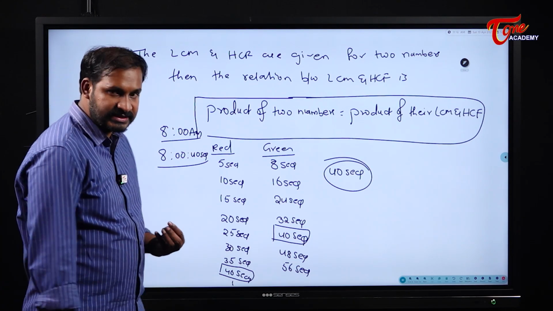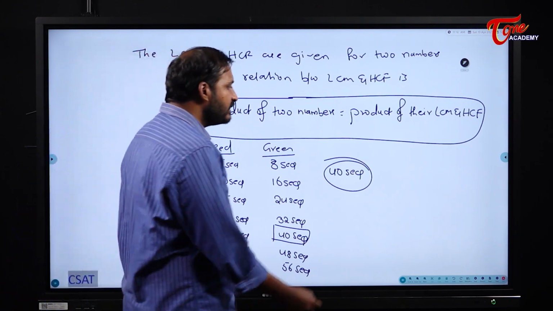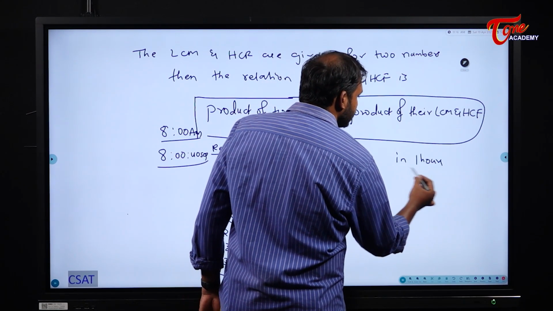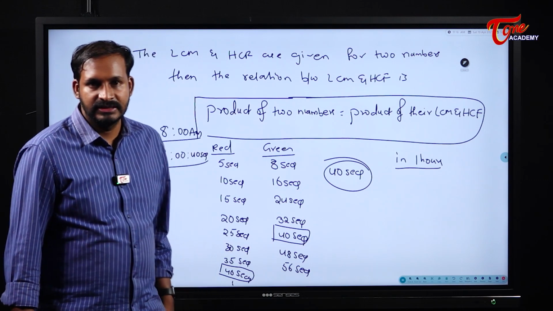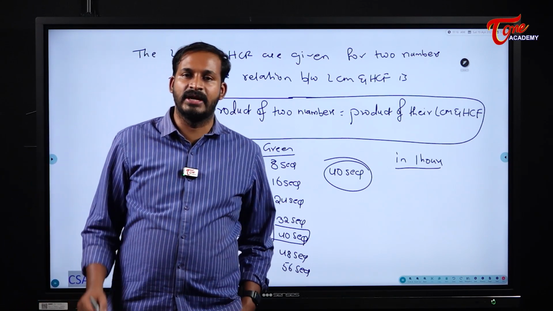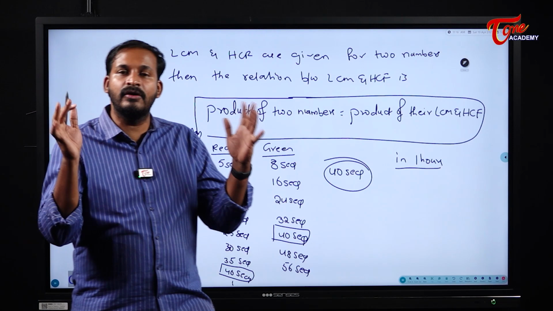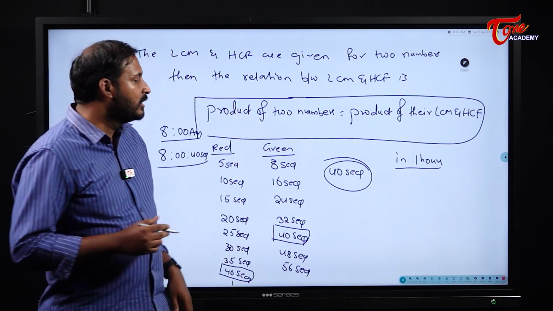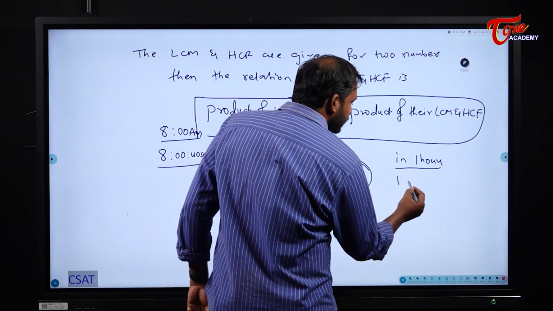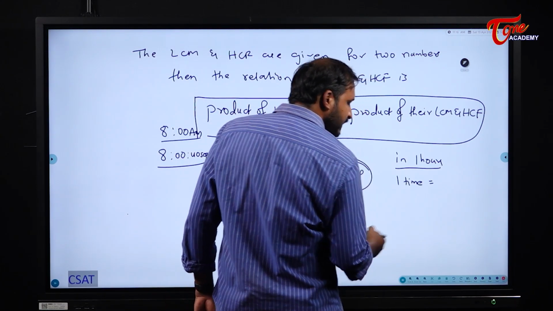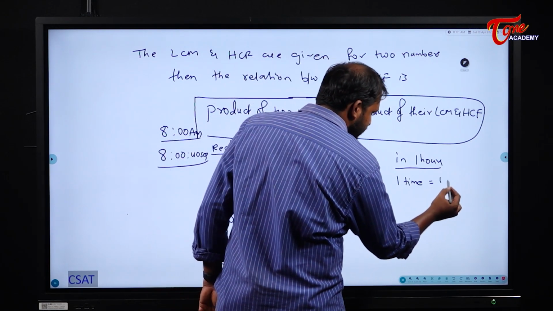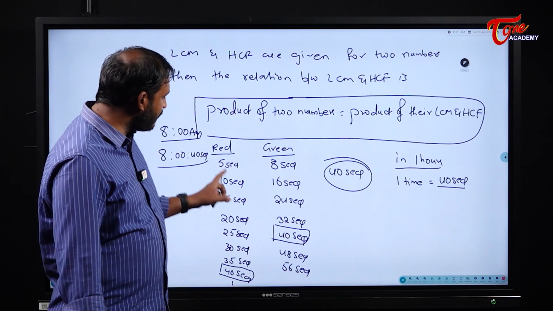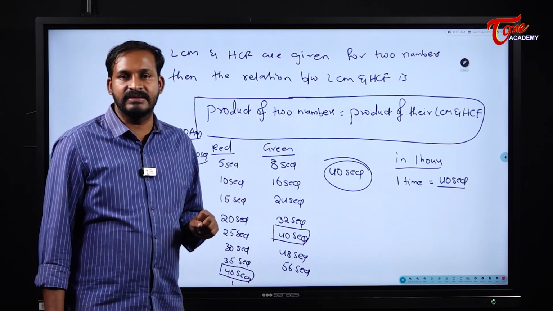Now, if my question is, in 1 hour, how many times do they blink together? If we give you a time frame, then how will you do it? For one time, what time does it take to blink simultaneously? It takes 40 seconds. What is this 40 seconds? Indirectly, the LCM of 5 and 8.